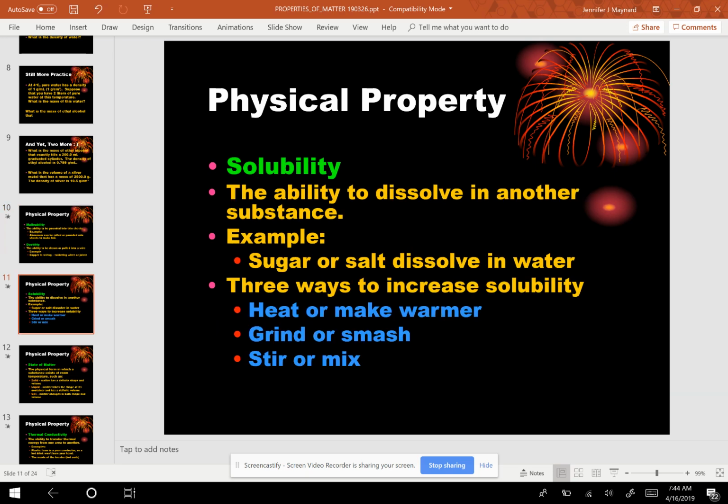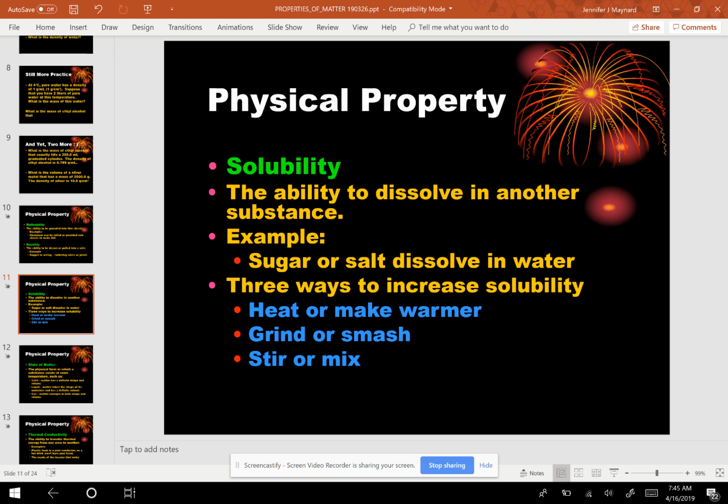Some more vocab for you: solubility, the ability to dissolve in another substance. We saw that in the M&M lab, how sugar dissolves in the water. That's a property of sugar, that it dissolves in water, or that salt dissolves in water. Okay.